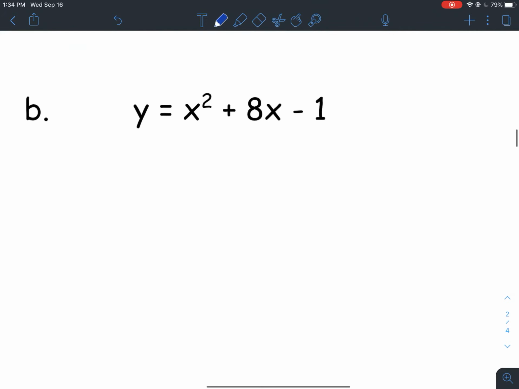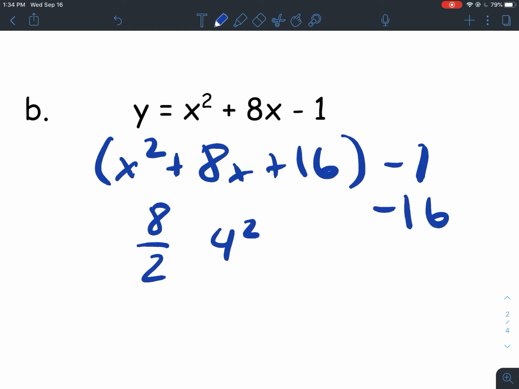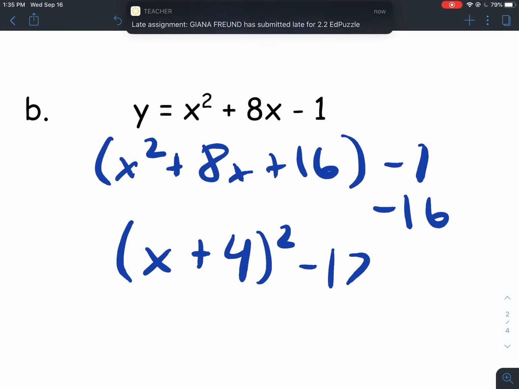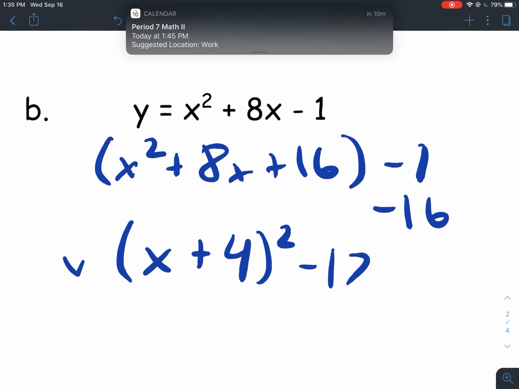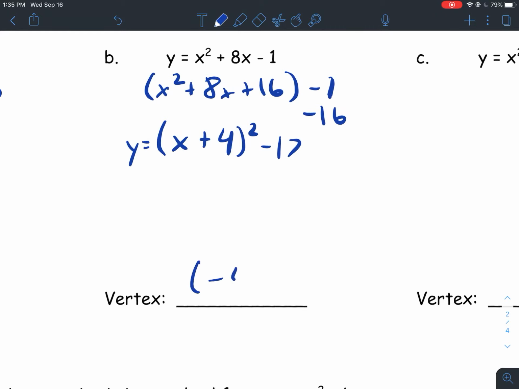All right, so now let's go ahead and complete another square. So we're going to write it the same way we did last time. We're going to do x squared plus 8x, leave our space, minus 1. 8 divided by 2 is 4. Let's square it. We get 16. So if we add 16, we need to subtract 16. Now we're going to write this as a perfect square. So (x plus 4) squared minus 17. So we look. We've got our vertex, which is going to be negative 4, negative 17.